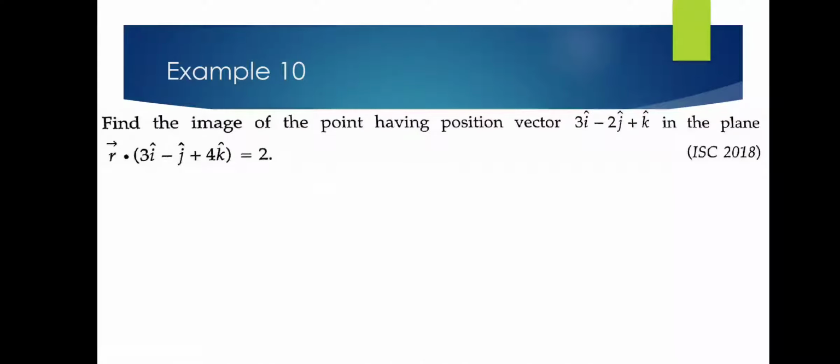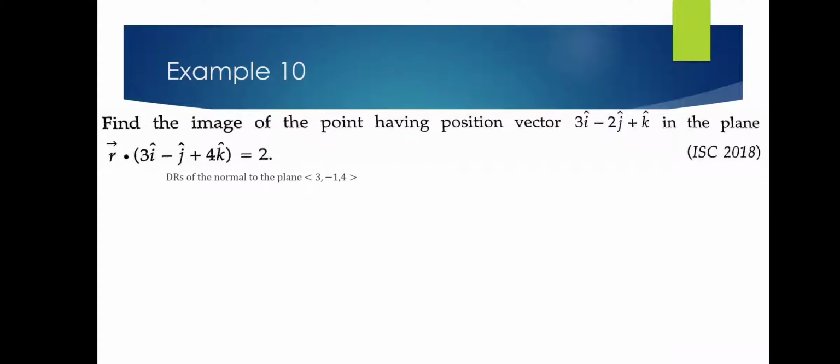Number 10. Find the image of the point having the given position vector in the given plane. So this is a very pathological question of this chapter, to find the image of a point considering the plane as the mirror. All I need to do is first find the foot of the perpendicular and then use the midpoint theorem to find the image.